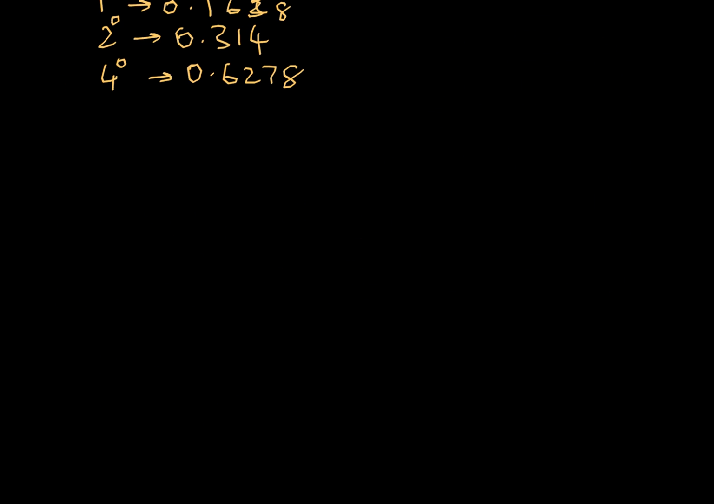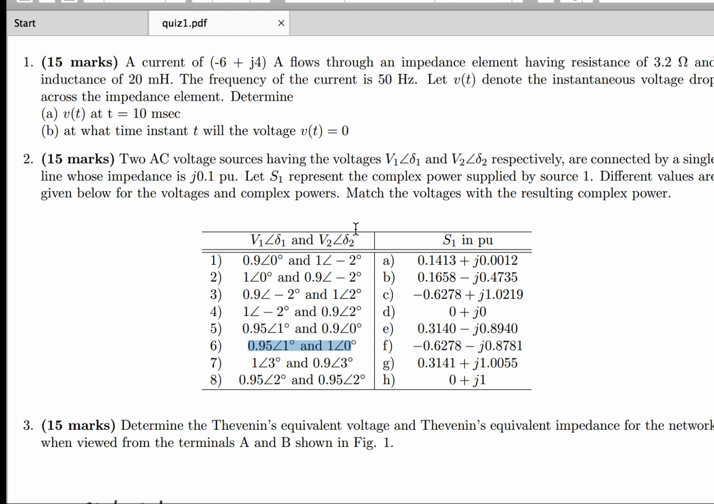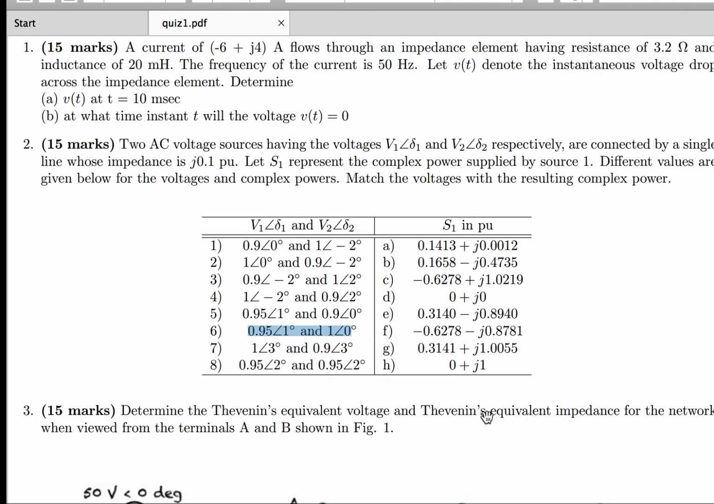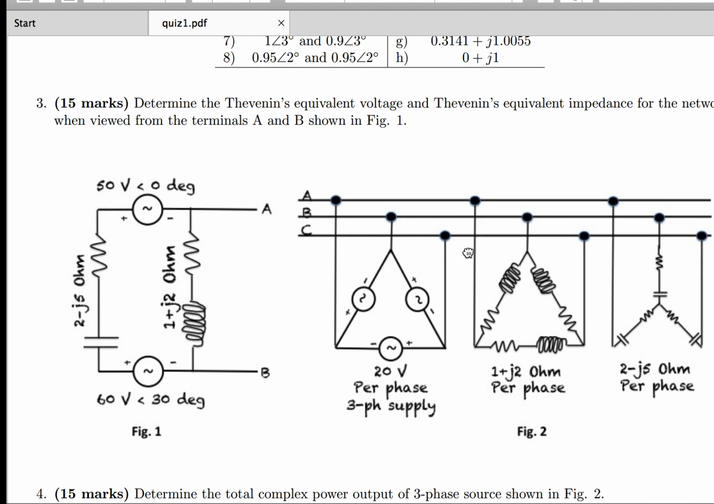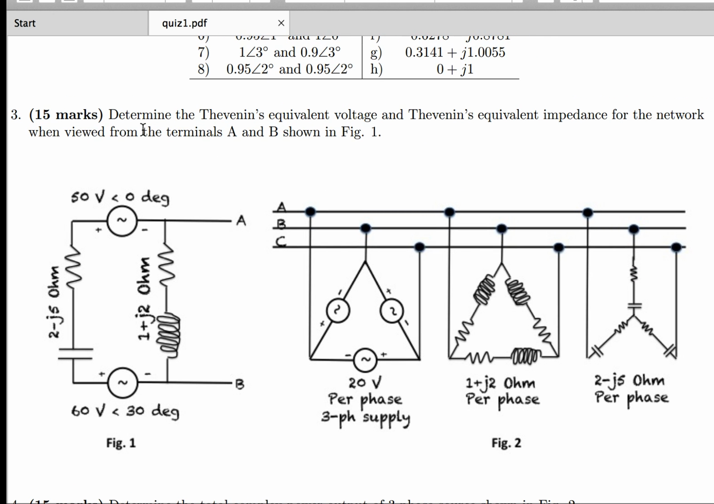Let's come to question 3. So what is the question? The question is something like this. Determine the Thevenin's equivalent voltage and Thevenin's equivalent impedance for the network when viewed from terminals A and B shown in figure 1. So this is my figure. Now I have to find the Thevenin's equivalent between the terminals A and B. So how do you find Thevenin's equivalent? First I'll find Thevenin's impedance.